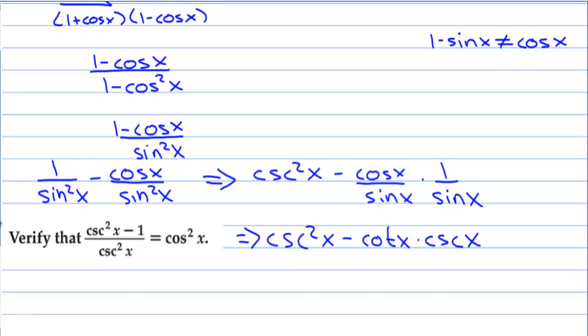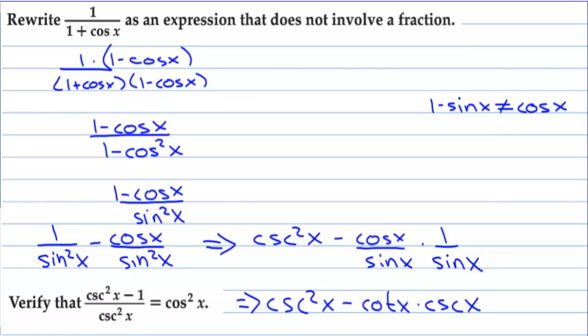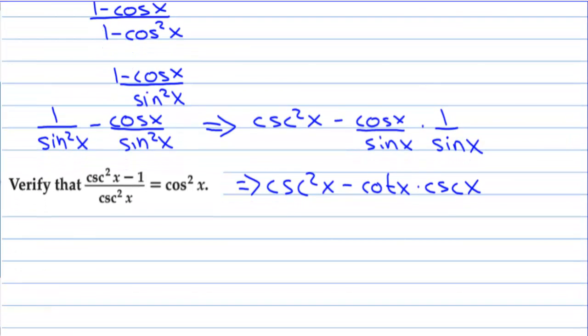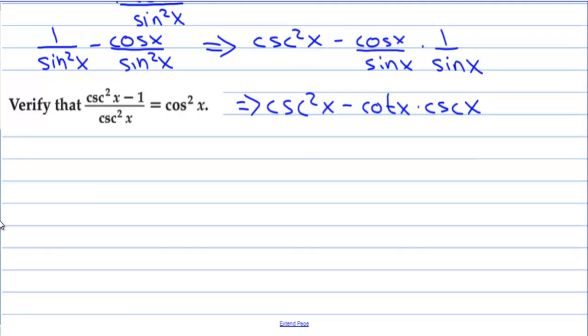Now, it doesn't say simplify. I don't know which one's more simple, but that's not the instructions. It says, write this without a fraction. There we go. We got it. So a little different instructions. Any questions? That's 5-1. How about 5-2 now?